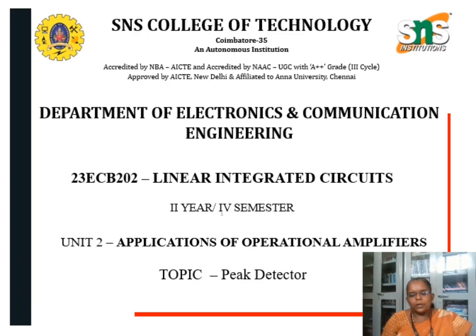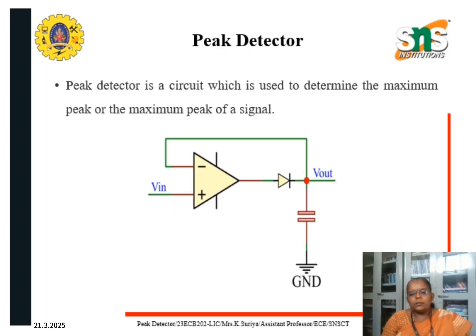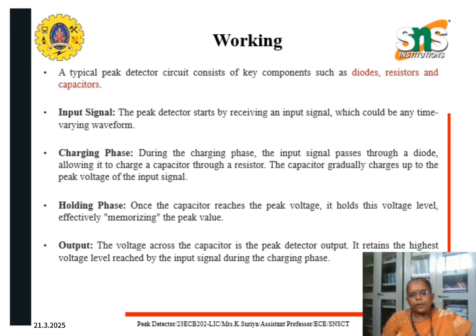In this video, let us see about the peak detector. A peak detector is a circuit which is used to determine the maximum peak or the maximum peak-to-peak signal of a circuit. This is the basic circuit of a peak detector, which consists of diodes, capacitors and resistors.